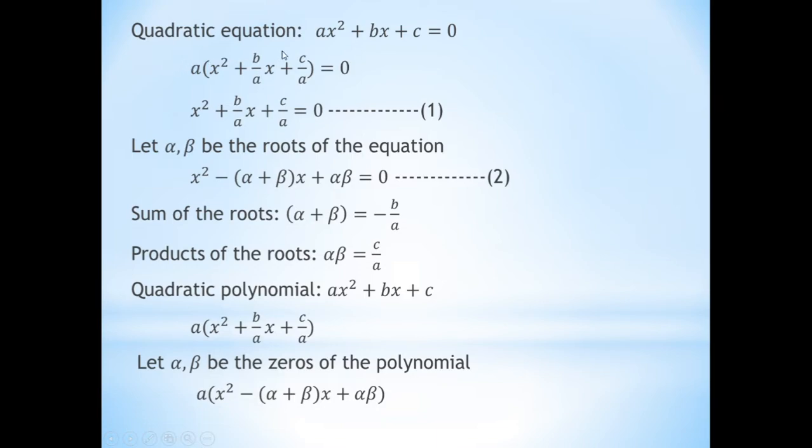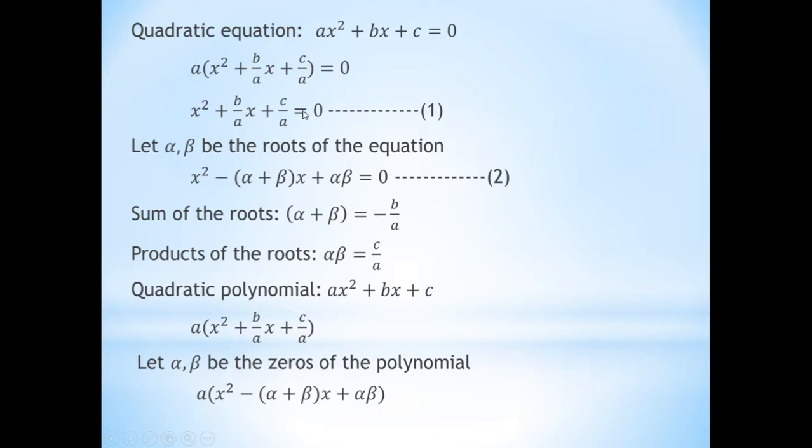What is a quadratic equation? You learned what a quadratic equation is in lower classes. A quadratic equation will be in the form ax² + bx + c = 0. When you take a outside in common, the equation will be a(x² + (b/a)x + c/a) = 0. Now take this a and bring it to the right-hand side. So 0 by a is equal to 0. Keep this as equation 1. Okay, this is the form of a quadratic equation.